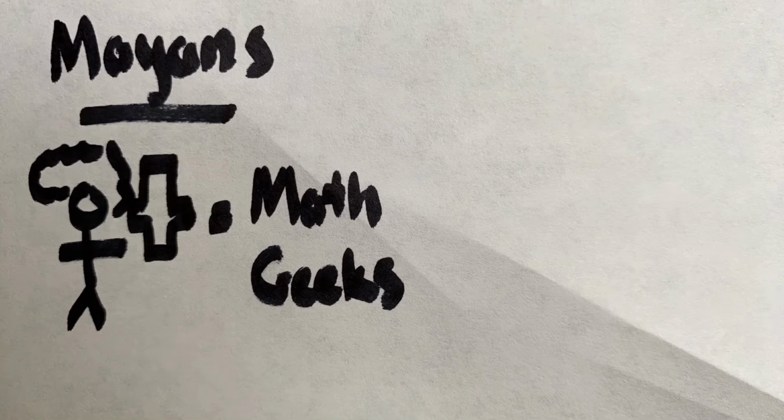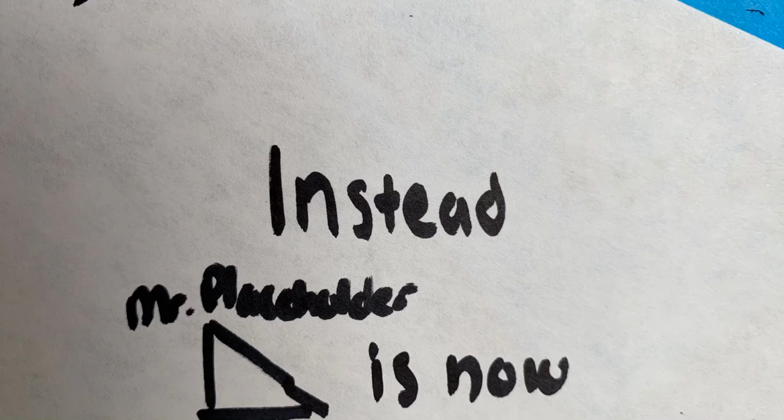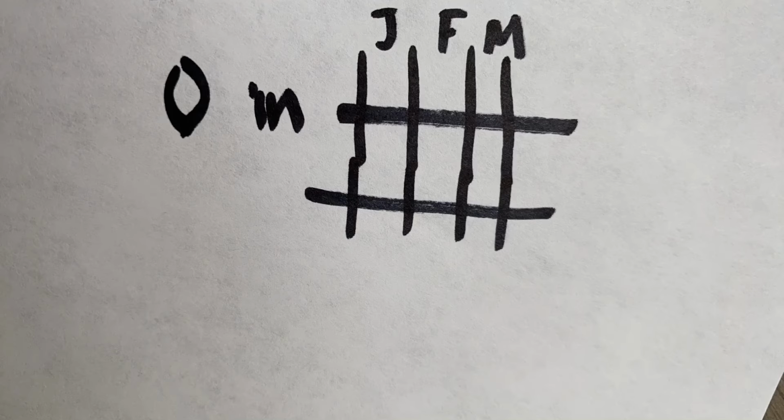The concept of zero in America. The Mayans, they were math geeks, in fact. But they never used a placeholder in any equation. Instead, Mr. Placeholder actually belonged in the calendars, which is considered one of the best technological advances.